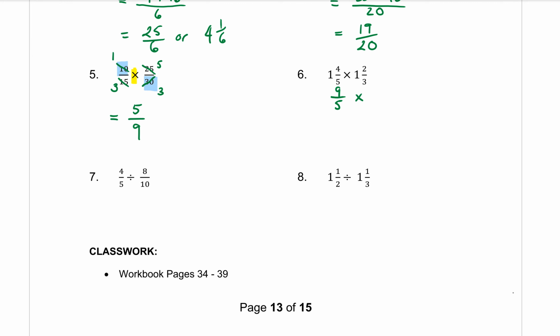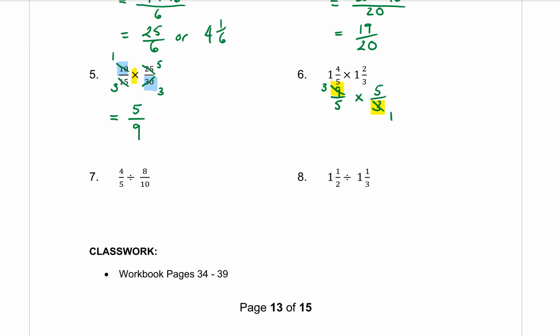Now the second one. 3 stays on the bottom. 3 times 1 plus 2 makes 5. We're timesing. Don't forget that we're timesing. So we now want to try to cancel things. Looking at the 9 and the 3. Yep, I could cancel those. I can divide by 3. So 9 divided by 3 goes 3 times, and 3 divided by 3 goes once.